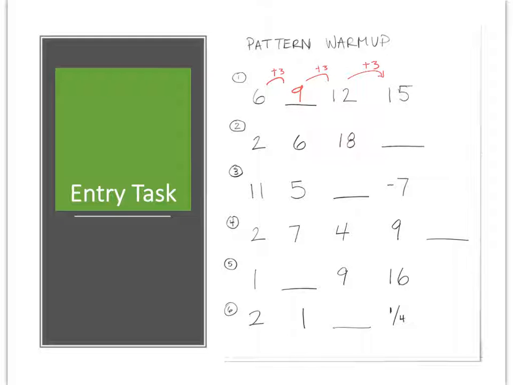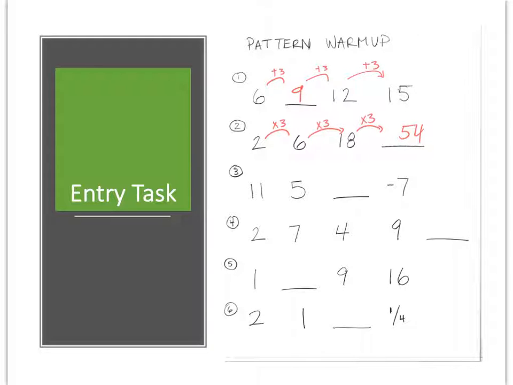So then 2, 6, 18. How is that moving up? So 2 plus, so plus pattern doesn't work, but times seems to work. So times 3. 2 times 3 is 6. 6 times 3 is 18. 18 times 3 is 54. That's a times 3 pattern.